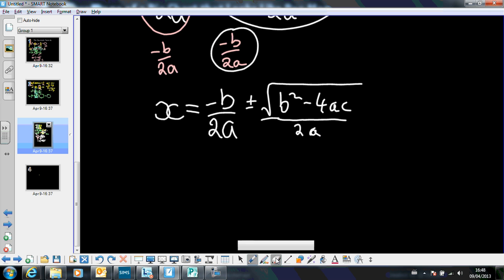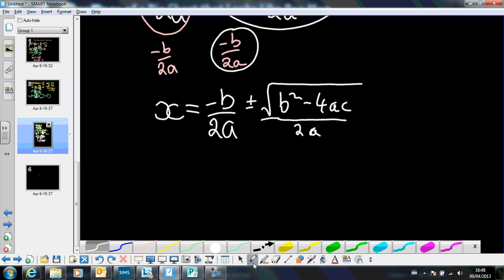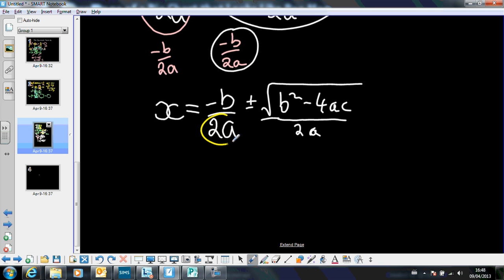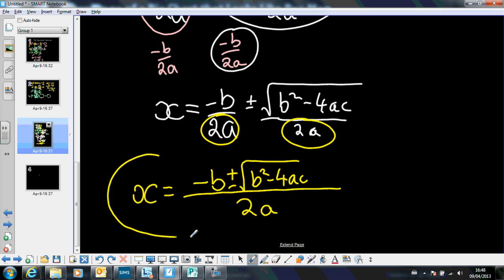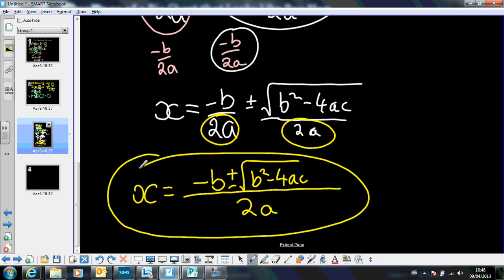And we can do one last little tidy up because they're both 2a already on the bottom. We can write them over a single denominator, 2a. Don't need to multiply anything because they're already the same. Negative b plus or minus the square root of b squared minus 4ac, over 2a. And that is where that formula comes from.